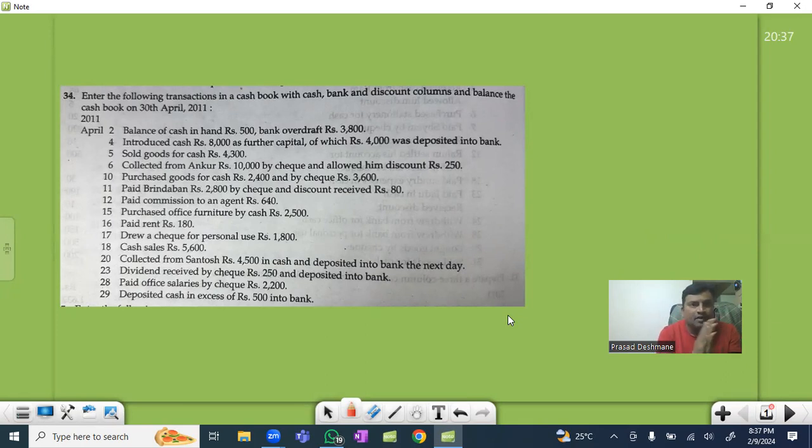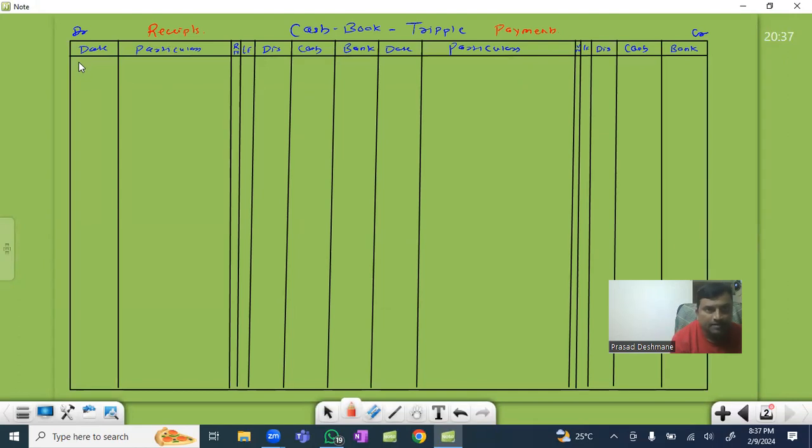On 30th April 2011, the date is given. The first transaction is given: 2nd April 2011, the balance of cash in hand 500, overdraft 3,800. Balance of cash in hand means a positive balance, right? It's a positive balance, so that will be written on the receipt side. So I'll write here April 2011 and date 2nd, and on the debit side I'll always write "To balance brought down".